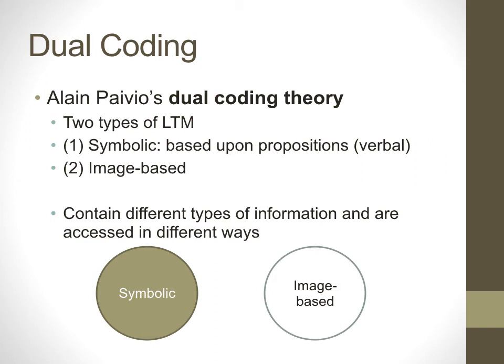Another theory of our long-term memory is that we have dual coding available to us. Essentially, this means that we have two different memory stores. We have either a verbal store or an image store, and either record is going to provide the information we need, which gives us a double chance of locating the information and eases the process of memory search. Paivio's theory, dual coding, states that there are two types of long-term memory. There's symbolic memory, which is based upon our verbal search, our propositions, and then there's image-based memory.